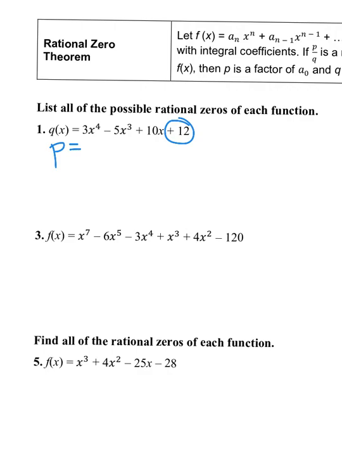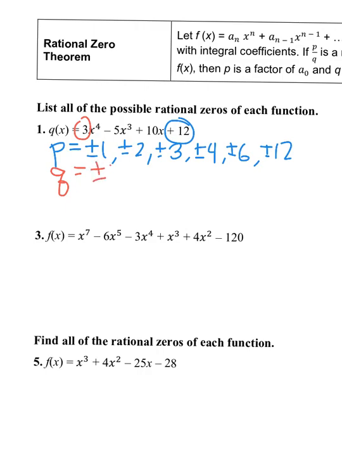the constant. So all the factors of 12, including positives and negatives, will be plus or minus 1, 2, 3, 4, 6, 12, and all the factors of our leading coefficient, 3, we're going to label that Q. So that'll just be 1 and 3.